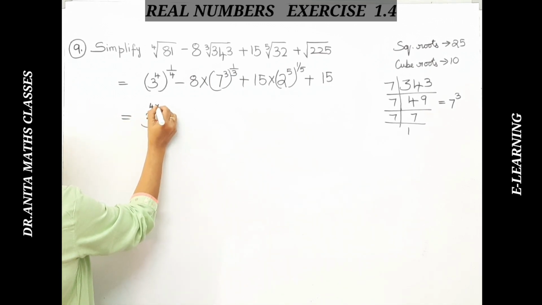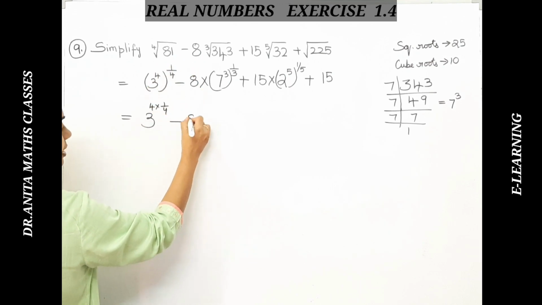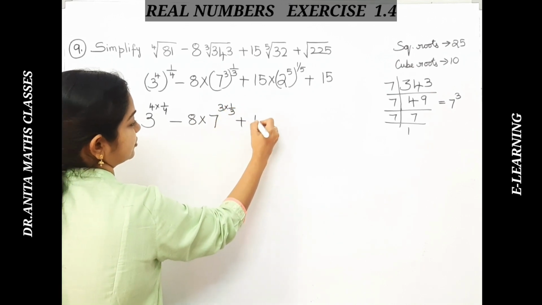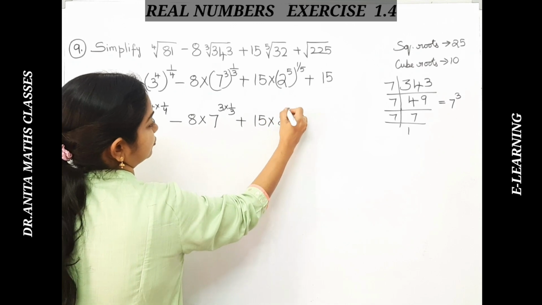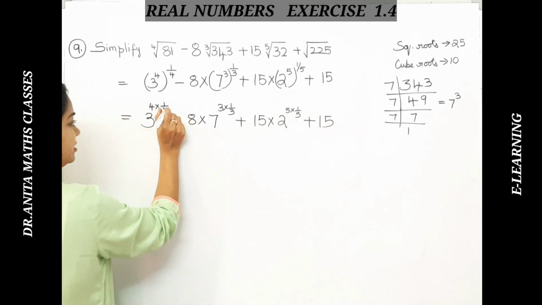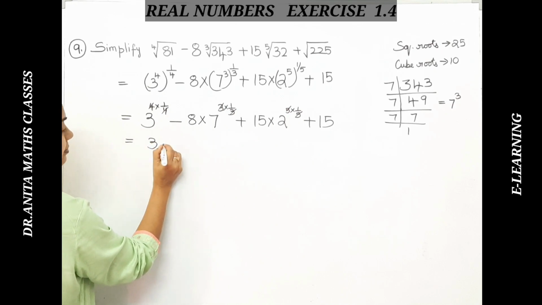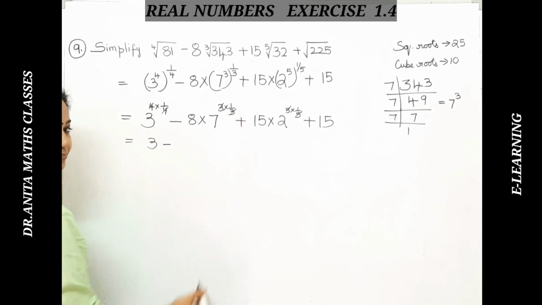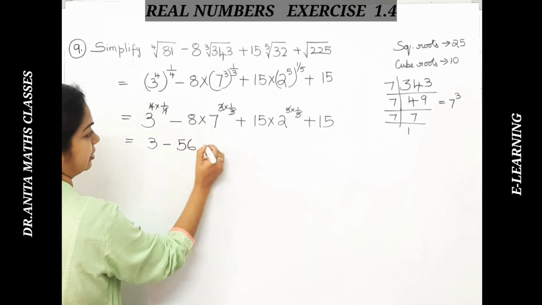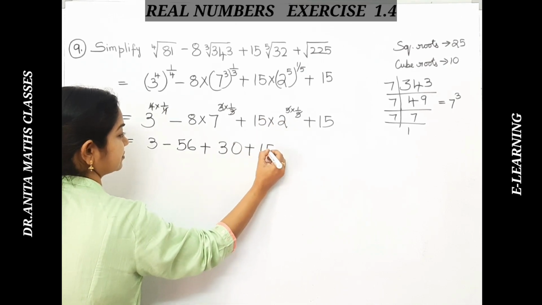3 to the 4 into 1 by 4. So a to the power of m whole to the power of n is a to the m into n. So minus 8 into 7 to the 3 into 1 over 3 plus 15 into 2 to the 5 into 1 by 5 plus 15. So we'll see, we can cancel off all these. So we get here 3 minus just 7 over 1. 7 8s are 56. Plus only 2. 2 15s are 30, plus 15.